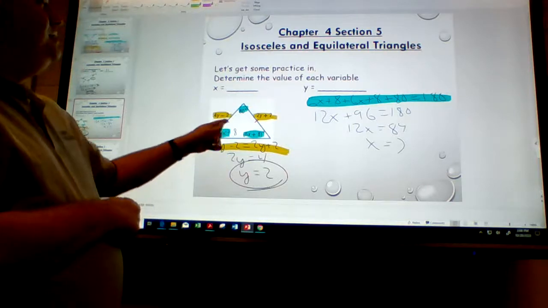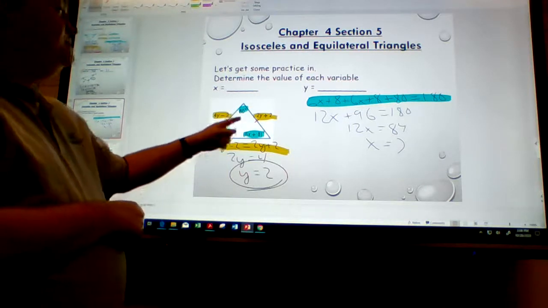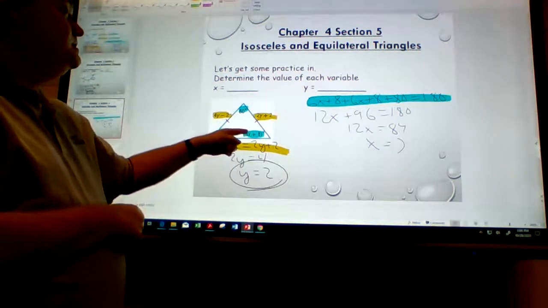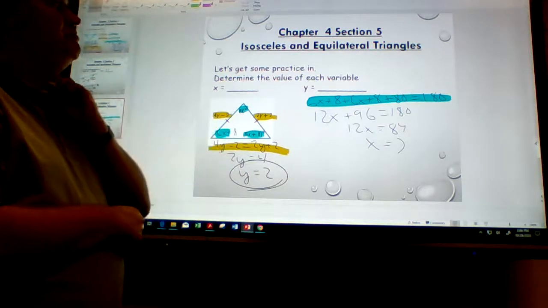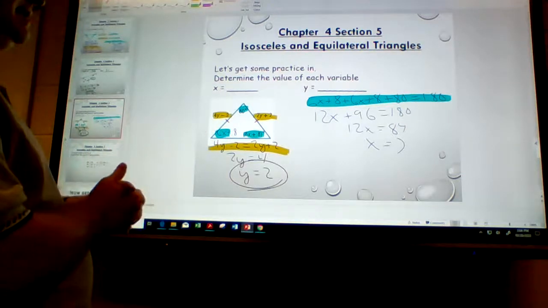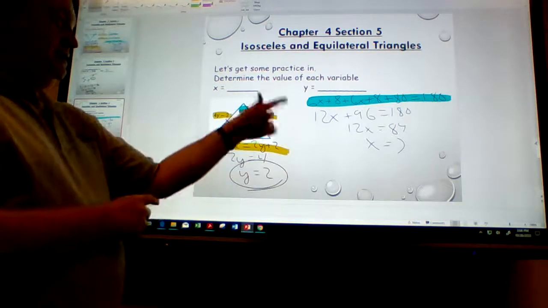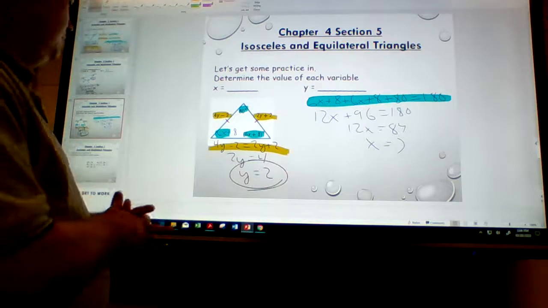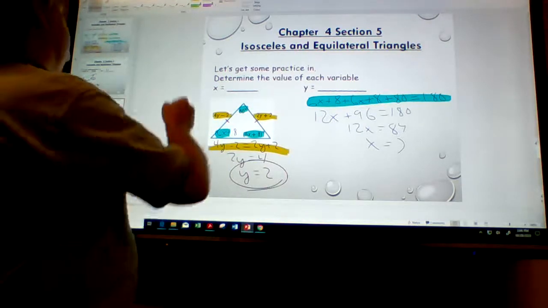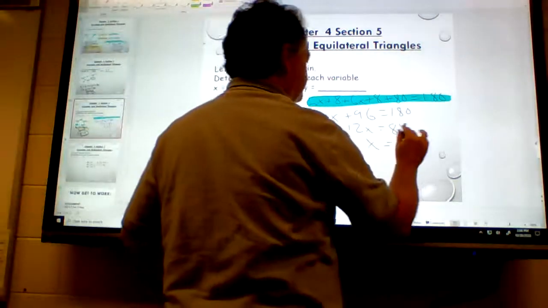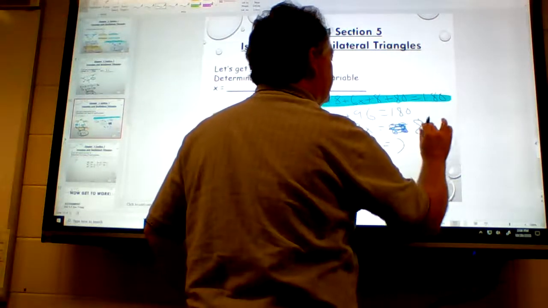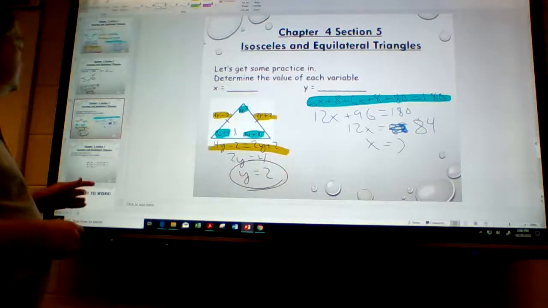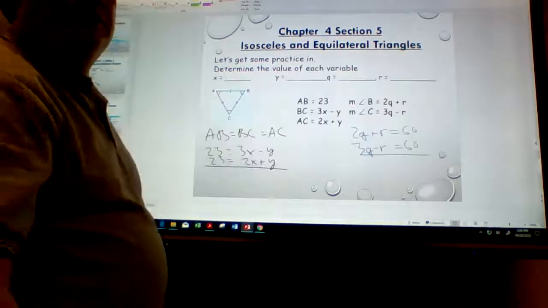Now, for the next one, I went ahead and I did the work for you. So I know all 3 angles add up to 180, but I also know that these 2 angles are congruent, so I add 6x plus 8 plus 6x plus 8, and add that to 80, get 180. And then I do the algebra, get 12x plus 96 equals 180, so 12x equals 84, which means that x equals 7. There you go. All right. Now, I'm going to come back in a moment and we'll do the last one.